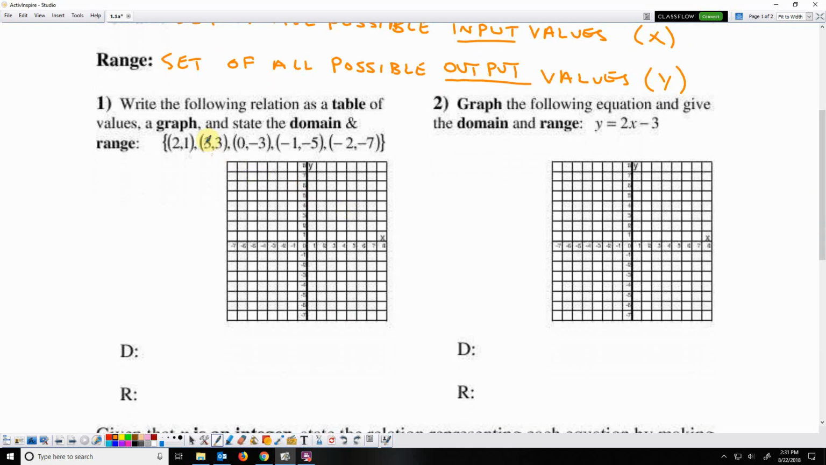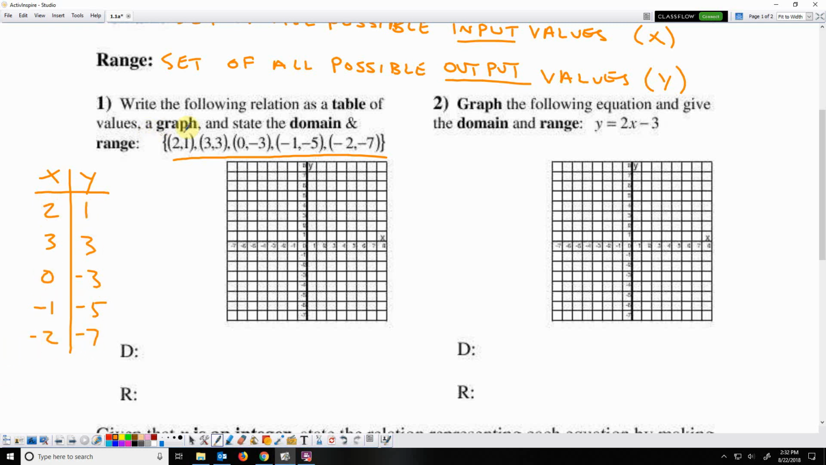So in number 1, we want to write this relation right here as a table of values, then as a graph, and then we want to state the domain and the range. A table of values can be done in different ways. I'm going to do mine as a t-chart. So the ordered pairs are (2, 1), (3, 3), (0, -3), (-1, -5), and (-2, -7). Okay, so there's my table of values. All the x values, all the y values.